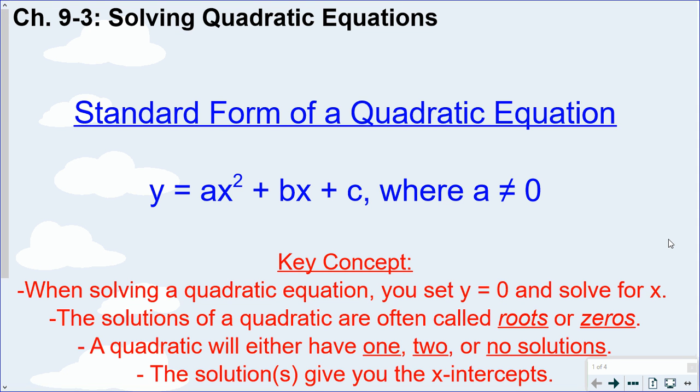This lesson is on solving quadratic equations. Specifically, we're going to solve them by graphing and solve them by using square roots. Okay, so let's just review real quick.